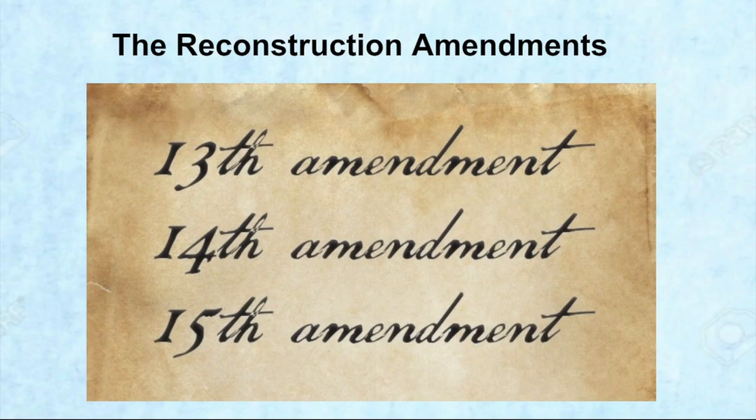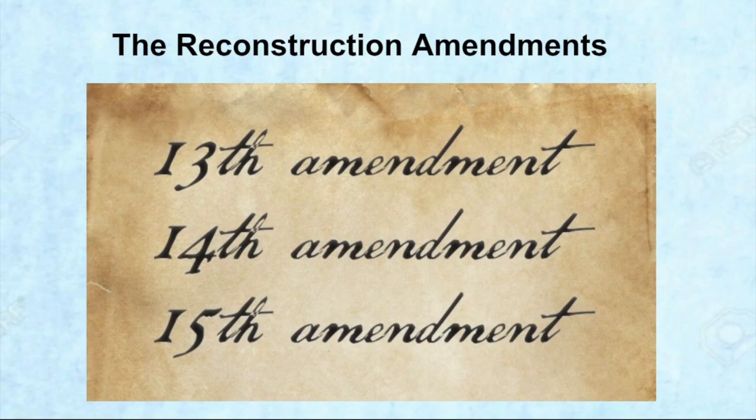Now for the Reconstruction Amendments. They were Amendments 13, 14, and 15. The 13th Amendment abolished slavery. The 14th Amendment granted citizenship to all persons born or naturalized in the United States, which included former slaves recently freed. This amendment also did a bunch of other things.